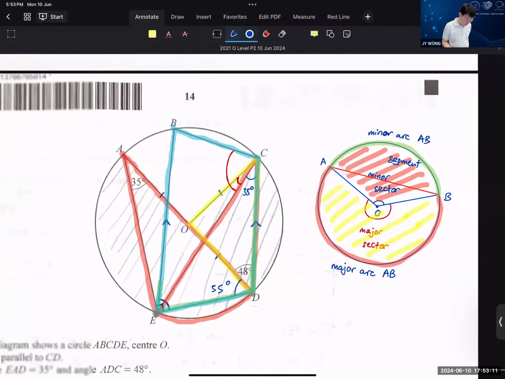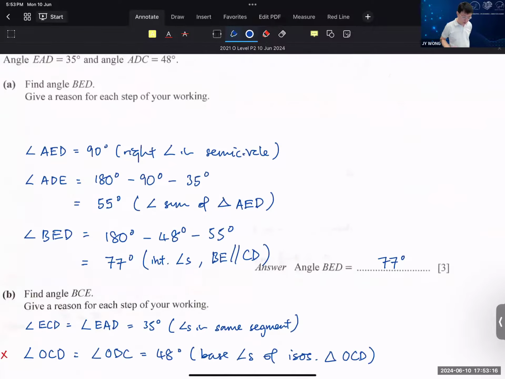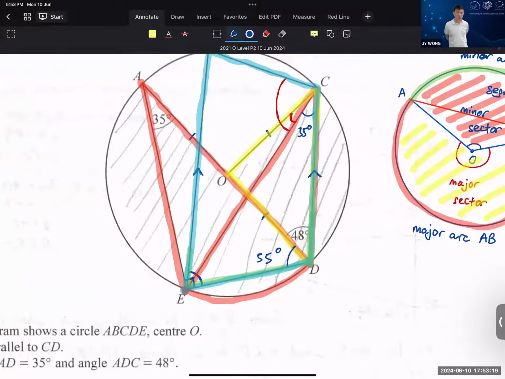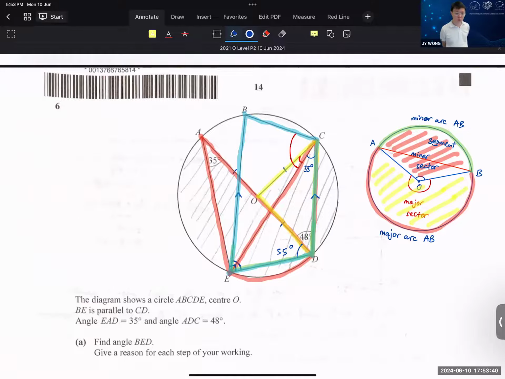So now the question tells you that you want to find the major sector OAEDC, which is the part that is shaded here. That is your major sector. Because AOC will be the minor sector. So you must know what they want you to find. Some students got this question wrong because they don't know what the major sector refers to. So it's the part that is shaded there in pencil. That is called your major sector.